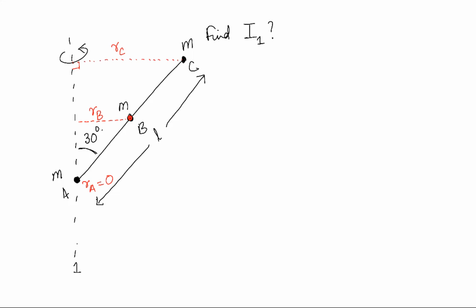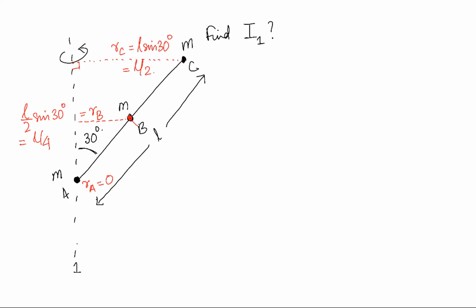Fine. The length of the rod is equal to L. This angle is 30 degrees. So I think I can say that RC is equal to L sine 30. RB will be equal to, this is half the length of the rod, so I can write L by 2 sine 30. Sine 30 is equal to half, so I can write L by 4. In this case, I can write L by 2.